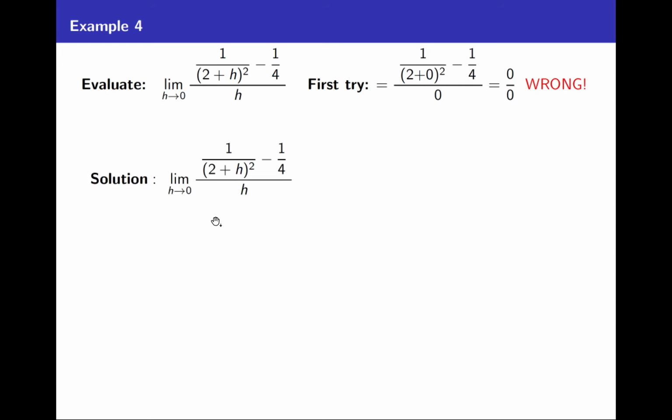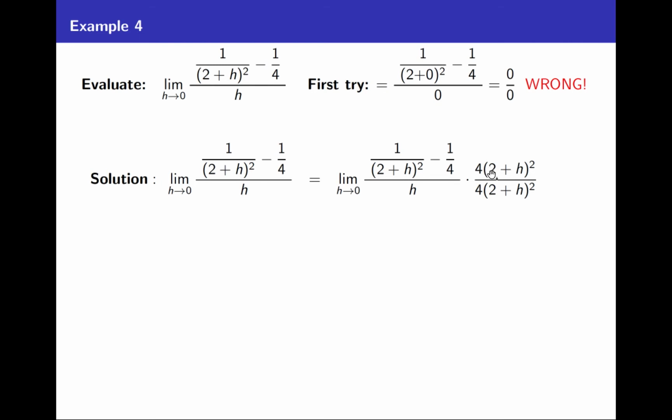So let's see. What could we do? We can take this limit that we're trying to evaluate, and taking a cue from the previous slide, we could multiply by an expression divided by itself, which is just multiplying by 1, so it's not going to change anything. Mimicking the idea from the previous example, a good strategy would be to multiply by 4 times (2 plus h) squared divided by itself, because that would knock out these fractions.